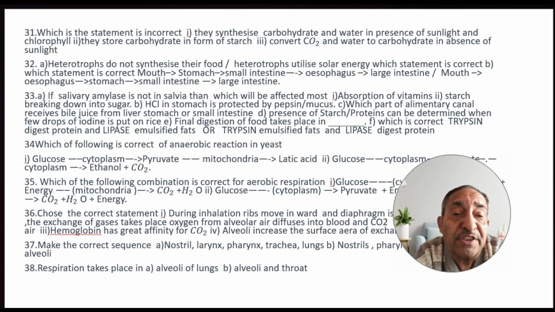नेक्स्ट क्वेश्चन नंबर 33A. If salivary amylase is not in saliva, then which will be affected most? पहला, absorption of vitamin, starch breaking down into sugar, HCl in the stomach is protected by pepsin or mucus. ये आपने बताना है. इनमें से ऑप्शन है, which part of the alimentary canal receives bile juice from the liver, stomach, from liver or from small intestine. ये बताना है इनमें से कौन सी चीज.